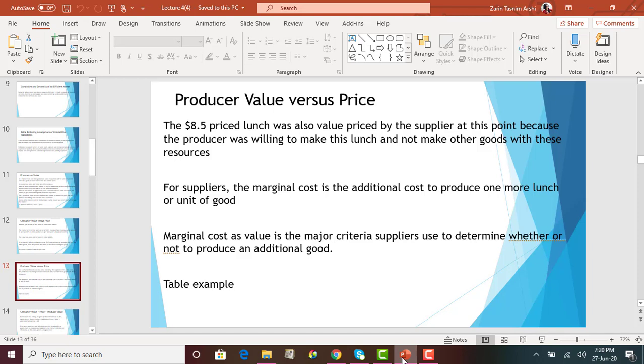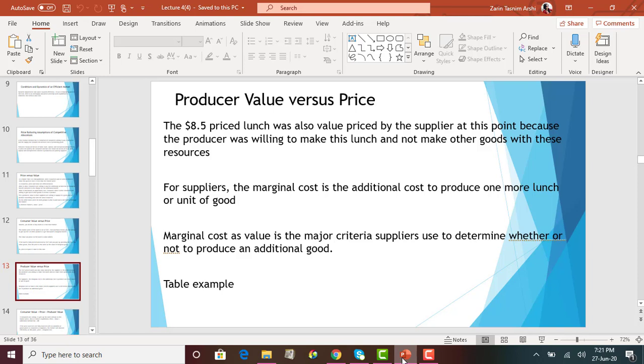Let's say McDonald's is making the lunch meal and they are charging a price of $8.5. Okay, that is the value they are putting on the lunch. At this point, because the producer was willing to make this lunch and not make other goods with these resources, McDonald's have decided that with $8.5 they are going to make a burger, fries and a drink.